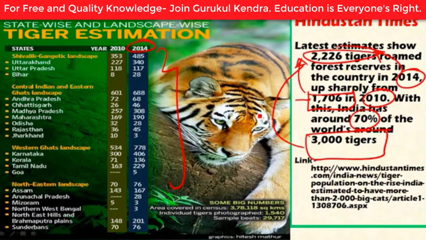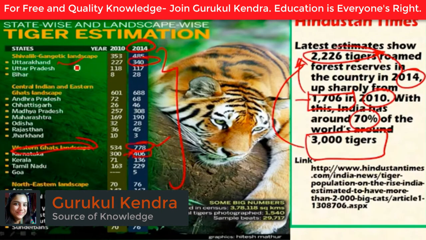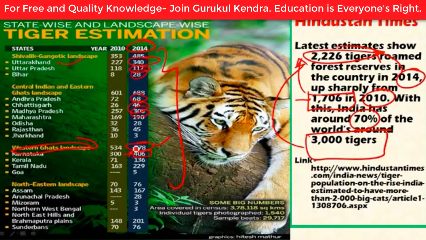Among different zones, the Western Ghats has the highest population of tigers in India. They account for 778 tigers, and among the states, Karnataka accounts for the highest number of tigers in India. That is 406 tigers. And Uttarakhand, even though it is a small state, accounts for 340 tigers. Uttar Pradesh 117, Bihar 28, AP 68, Chhattisgarh 46, Madhya Pradesh 308. This is about the tiger census.